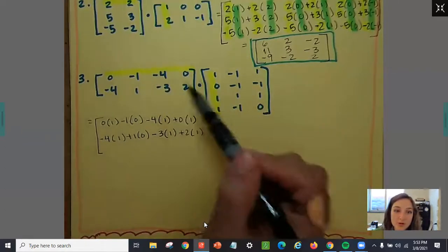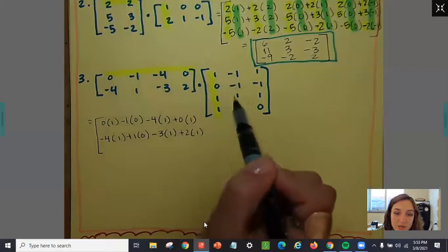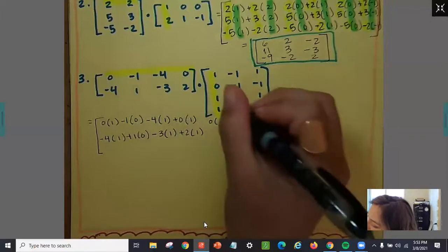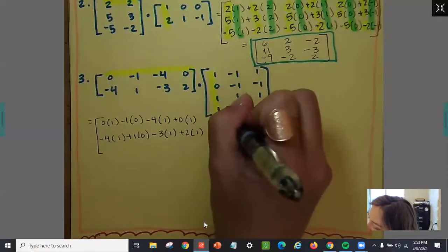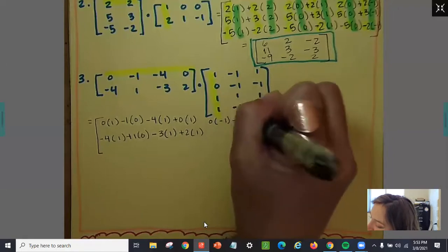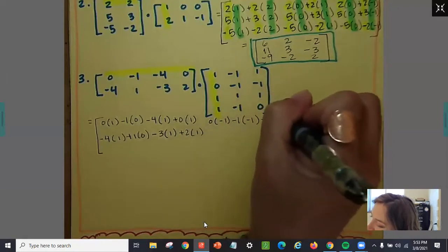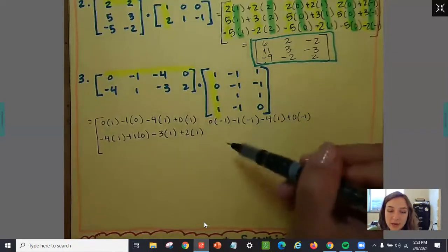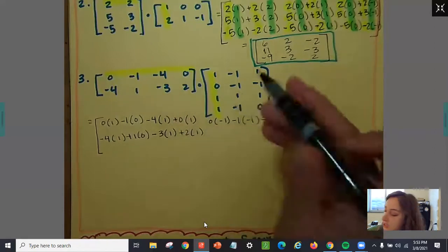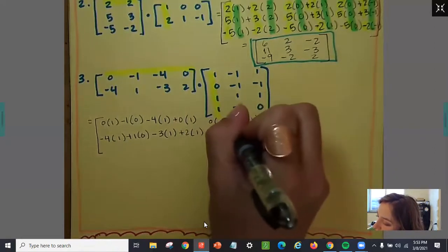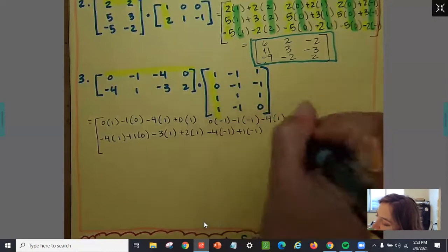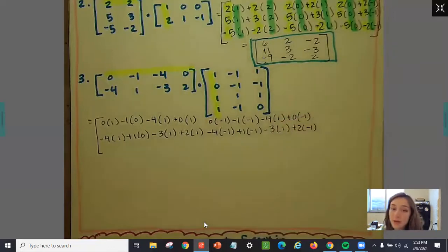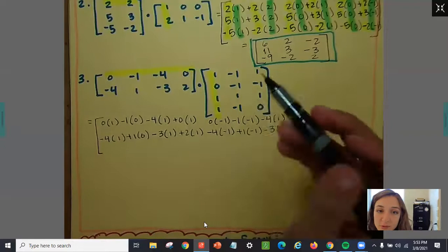And then we're going to move across. So I'm going to have the exact same numbers here, but I'm going to change the numbers that are on the inside of the parentheses. So 0 times -1 minus 1 times -1 minus 4 times 1, and then plus 0 times -1. All right, then we're going to move down, and we're just going to change the numbers on the outside. So I'm going to change this to -4 times -1 plus 1 times -1 minus 3 times 1 plus 2 times -1. Okay, and then we have our very last row here, and we're almost done with this problem.